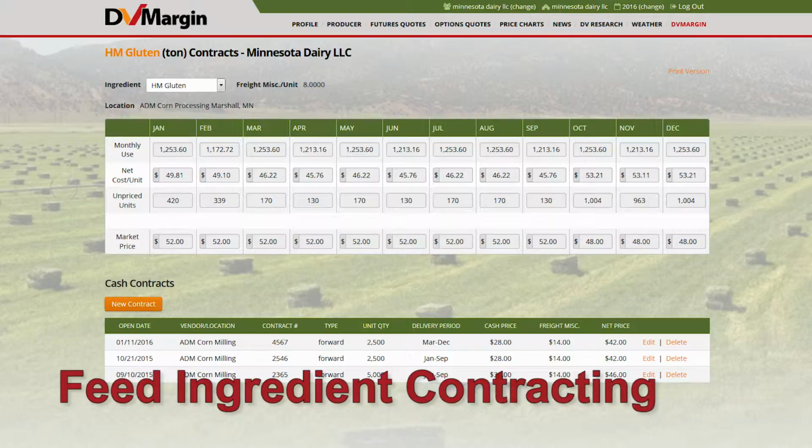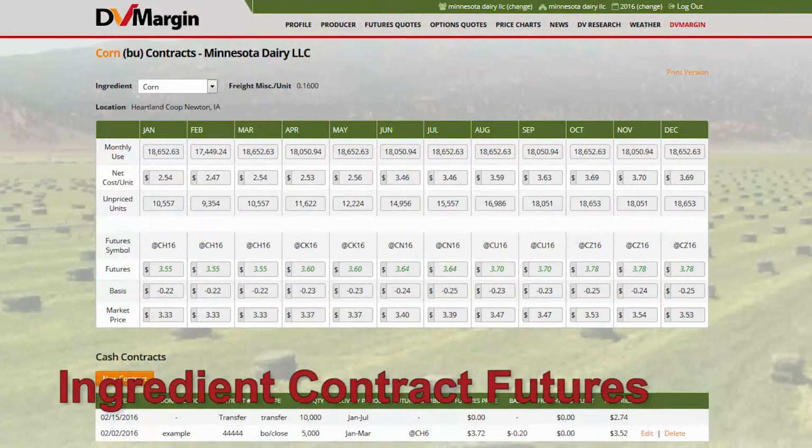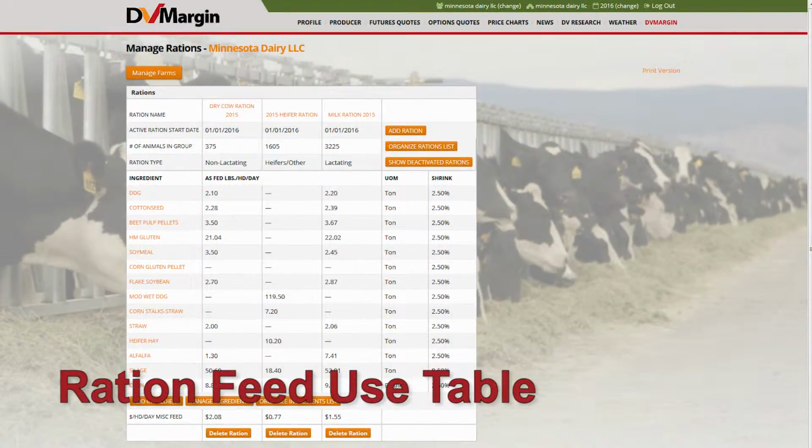Feed use is calculated for the use table based on number of animal units being fed the ingredient in each ration. Shrink is also estimated in the calculations, providing a true picture of each ingredient costs. Feed ingredients in the contracting section can select from customized farm layouts for specific ingredients that may need cash price, futures, or ton-based ingredient templates. The ration section allows users to easily edit changes in a diet and a number of animal units on a diet for monthly feed use calculations.